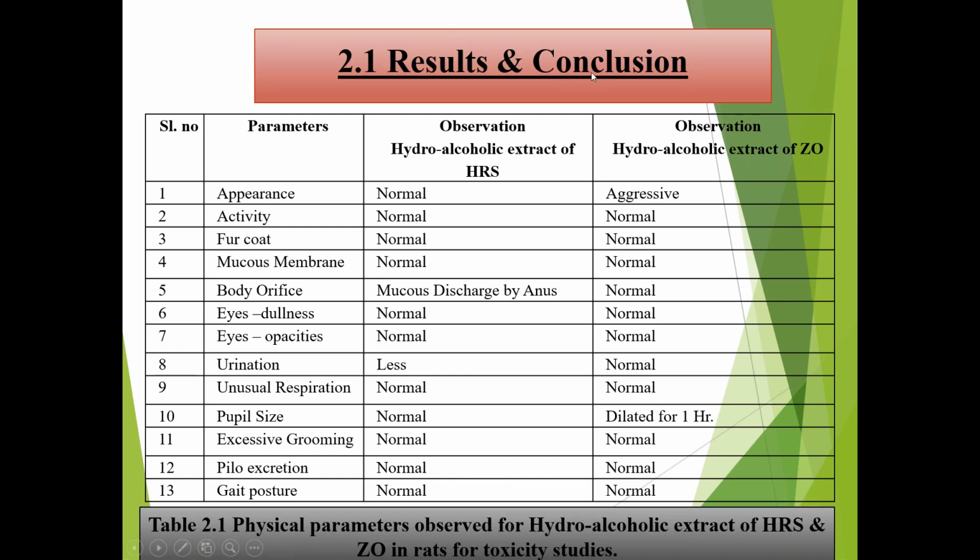These are the results of our studies, with parameters like appearance, activity, fur coat, mucous membrane, body orifices, eye opacities, urinations, unusual respirations, pupil size, excessive grooming, bile excretion. We studied these parameters for the whole 14 days and found them normal in both groups. And we saw that no mortality occurred in 7 days or 14 days.